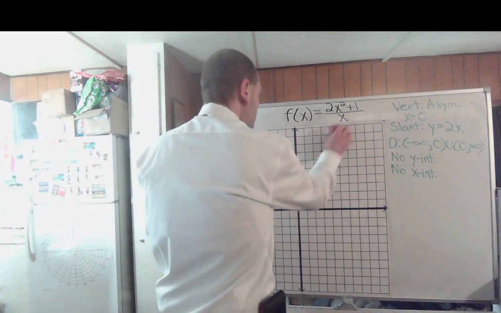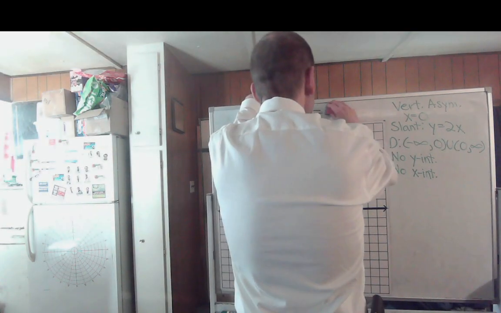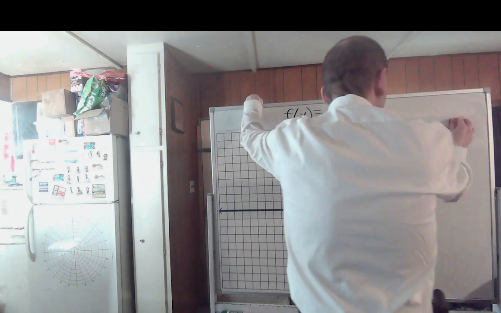Let's do another one with a slant asymptote. Then I want to talk about a couple special cases where you have a higher degree in the numerator than that of the denominator.